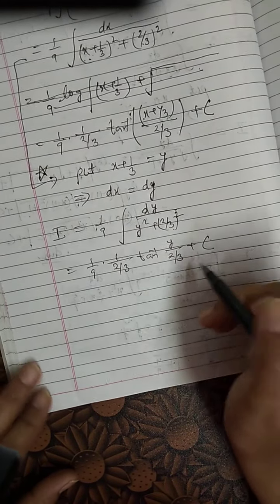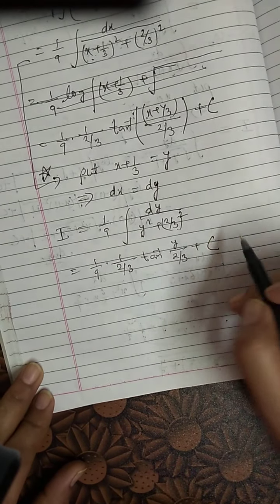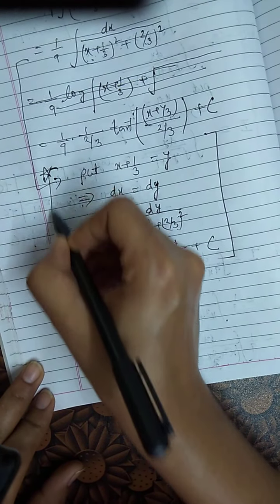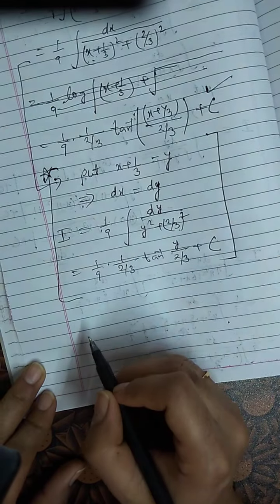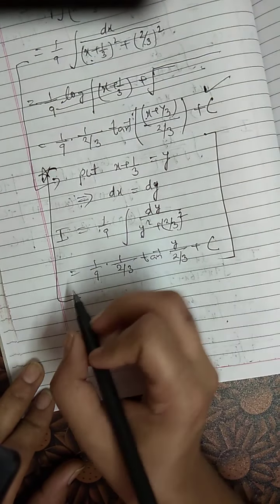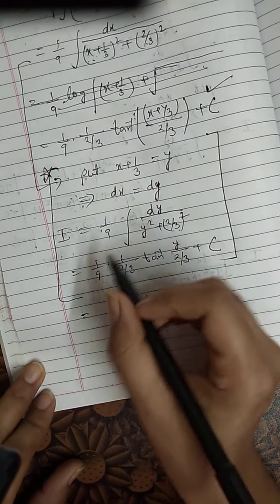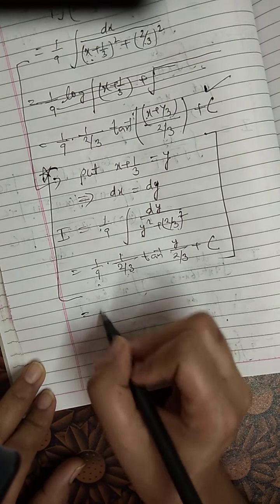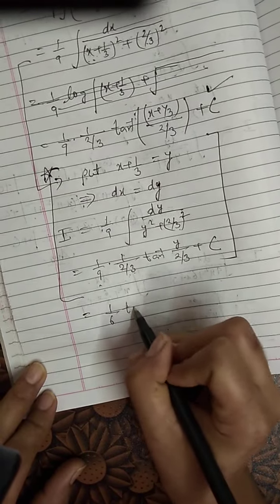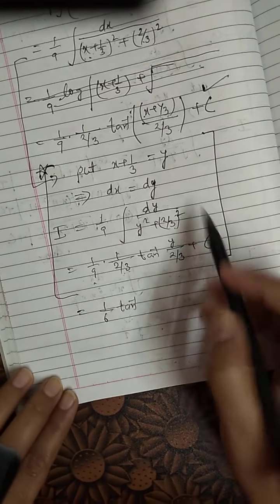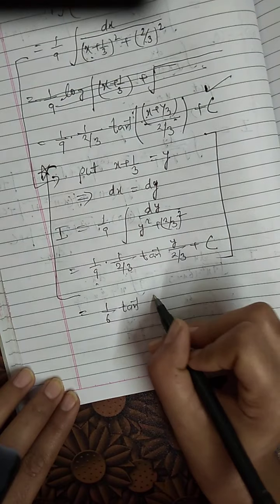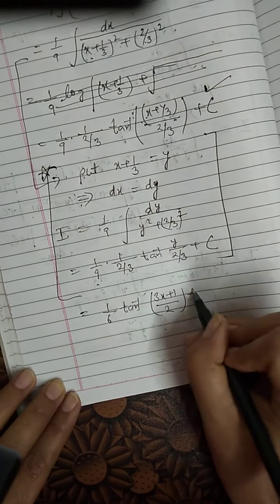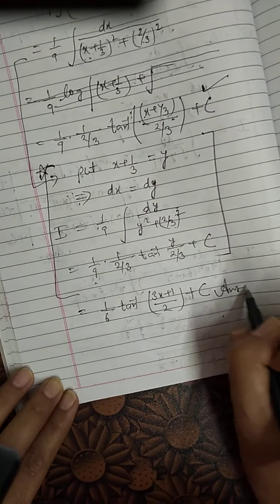plus constant of integration. Now you can put the value of y, and when you put the value of y, ultimately it is the same as I have written here. So this will give us 1 by 9, 1 by 2 by 3, 3 will go there, so 3 into 3 we are getting 1 by 6 tan inverse of the value of y, which is 3x plus 1 divided by 2, plus constant of integration.